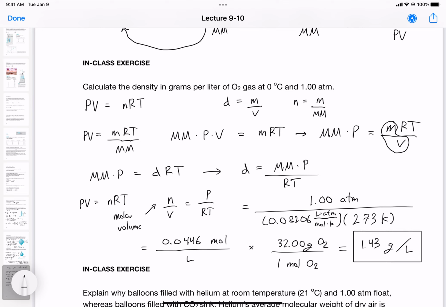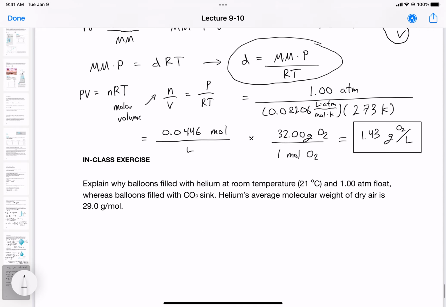So that's a really small density, and that's because it's a gas. But if you plug the values in for the density equation here, you will get the same answer. And in this case, it'll be grams per liter because our units for the gas constant is liters. So this will be grams per liter for oxygen. So we can put oxygen here as well. Grams oxygen per liter. All right.